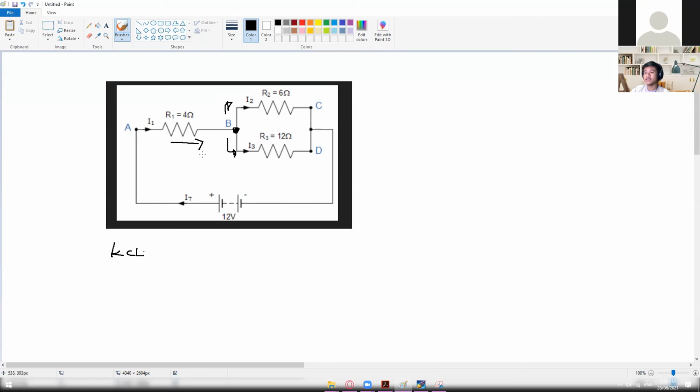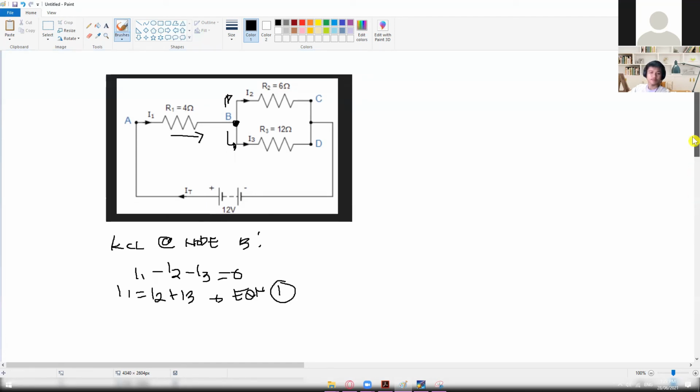So KCL at node B. Okay, in here we have I1 is positive, minus I2 since this one is leaving, and then the same with I3 since that is also leaving. If you simplify this a little bit more, it will give us I1 is equal to I2 plus I3. So this is now our equation number 1.